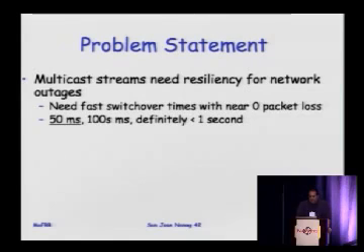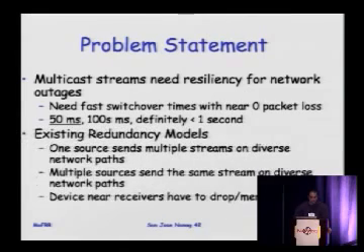So multicast streams need resiliency for network outages. That's the basic problem statement. We need fast switchover times with near zero packet loss. You ask the video application guys, could we drop a few packets, one in every 100,000? They say absolutely not, because everything goes bonkers, right? I don't know if that's true, but that's what they say. So we're going to try to shoot for the 50 to 100 millisecond range and see if we can solve it with this solution.